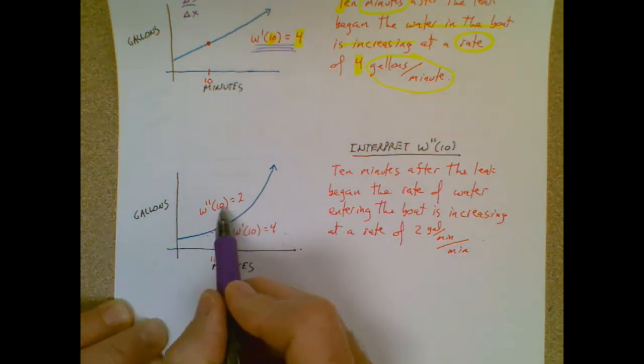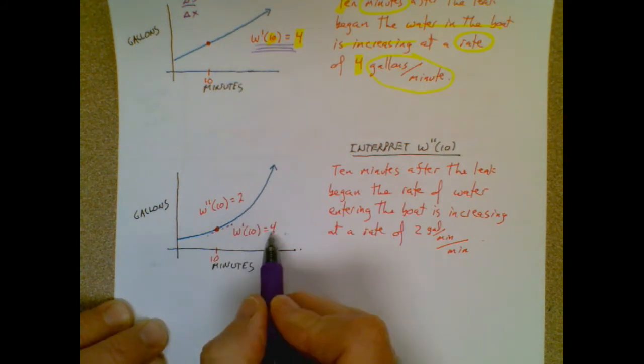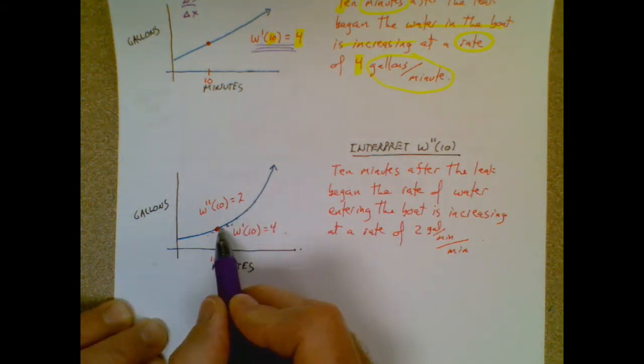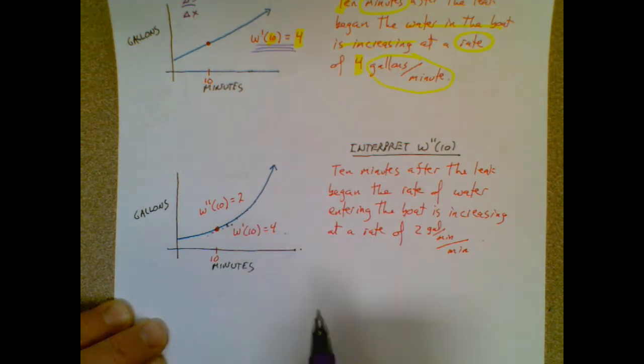The fact that w double prime of 10 is positive tells me that this slope is trending towards a greater slope, a greater slope, a greater slope. If this was negative, then over time we'd be trending towards a lesser slope.